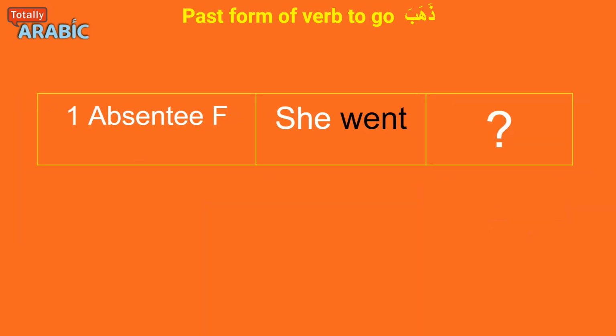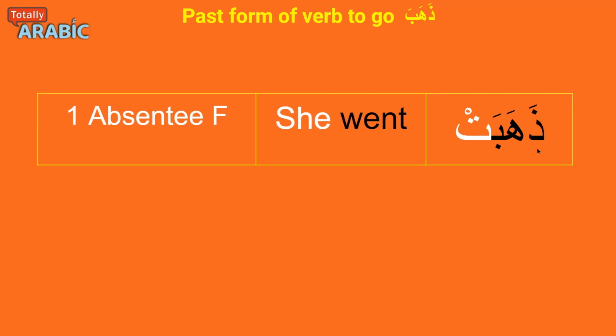And now we are going to see the absentee. The absentee is when I am talking to somebody about somebody else. So that's what we call the absentee. In Arabic, we call it al-ghaib. Here, if al-ghaib, the absentee, is a female and only one person, in English, they use she. So she went, in Arabic becomes ذهبت.